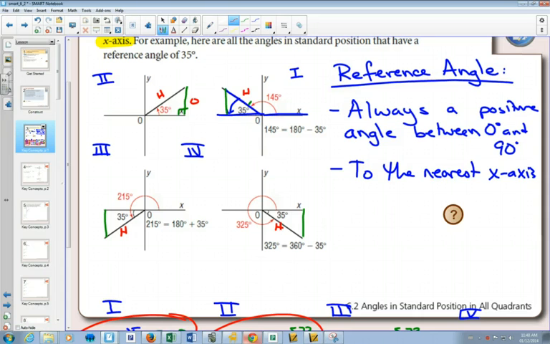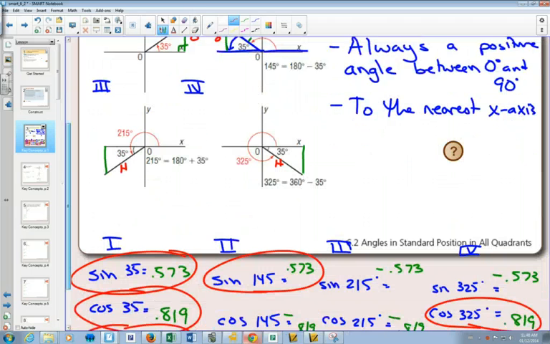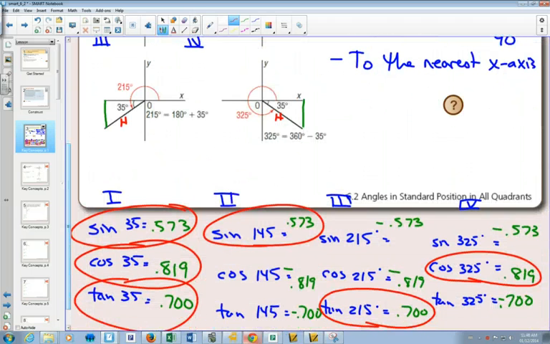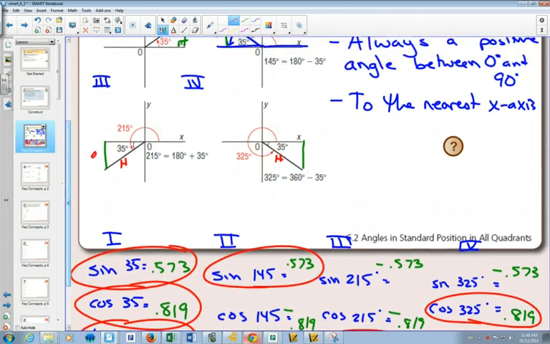However, when I get to quadrant 2, can you see my opposite is still a positive value for y? So in quadrant 2, sine is still positive. But in quadrant 3, my opposite value now goes down.